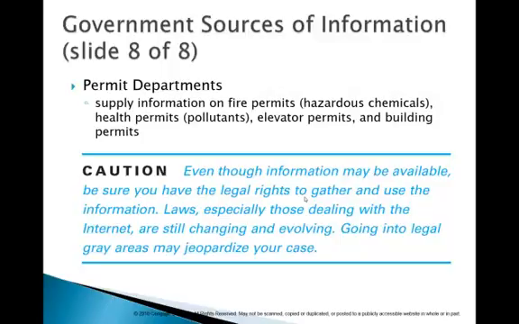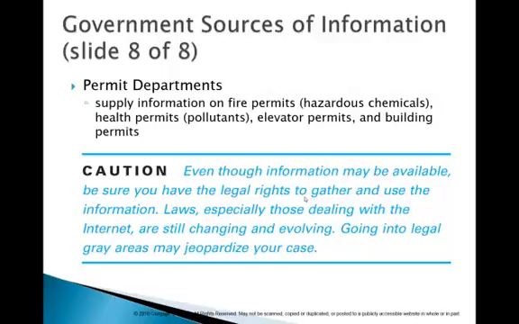Like it mentions, you have to use caution here, because even though information may be available, we want to be sure that we have the legal right to gather and use that information. So we want to be careful. Even though we can get the information, we need to be certain that we can admit this information into court. Otherwise, it'll hurt our case. And laws, especially those dealing with the internet, are still changing and evolving.